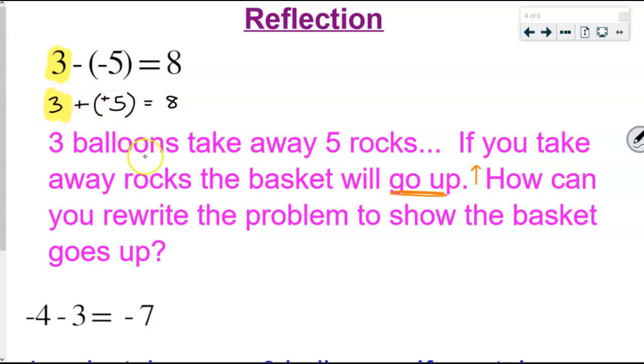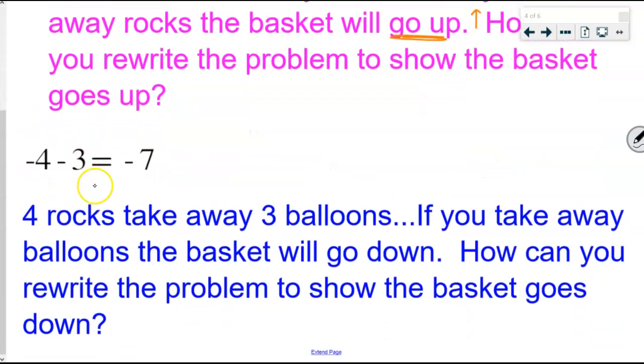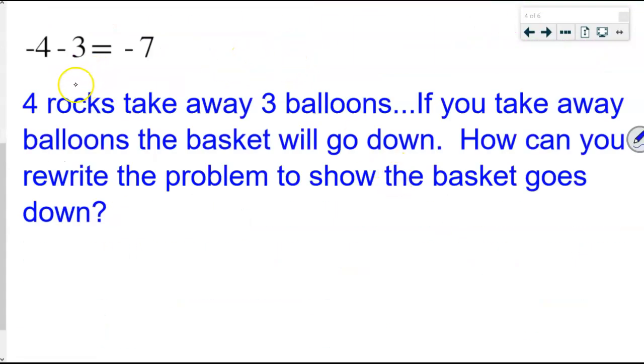Okay, the next one. Again, we've done this problem before. -4 minus 3 is equal to -7. 4 rocks, taking away 3 balloons. We're like, oh no, I don't have enough. I've got to look at 0 pairs. But the big thing to remember is when I take away those balloons, the basket is going to go down.